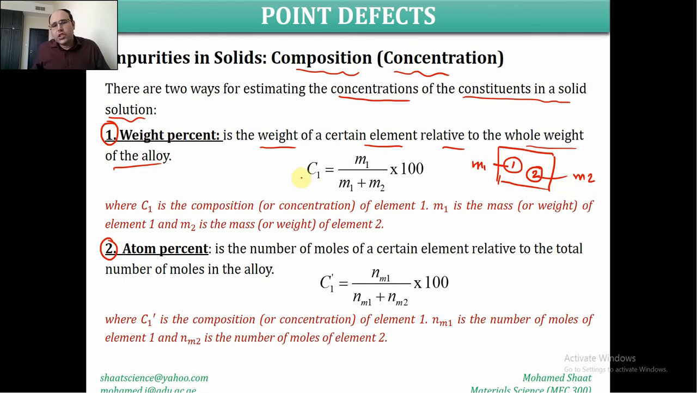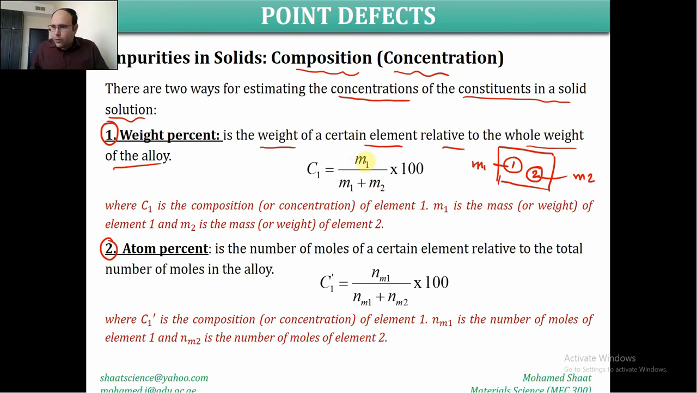So if we are interested in the concentration or the composition of element 1, it will be the mass of element 1 divided by the total mass of this alloy. So in the denominator all the time we are putting the total mass of the alloy, which we are assuming is made of two elements, so that's why we are summing M1 plus M2. If we have three elements, we should have plus M3. If we have four elements, plus M4, and so on. So the key condition is that in the denominator we should consider the entire mass or weight of this alloy.